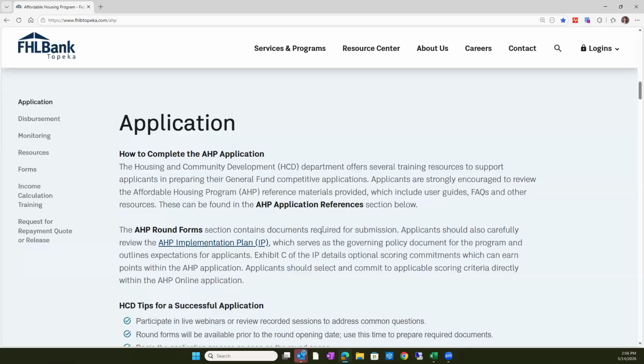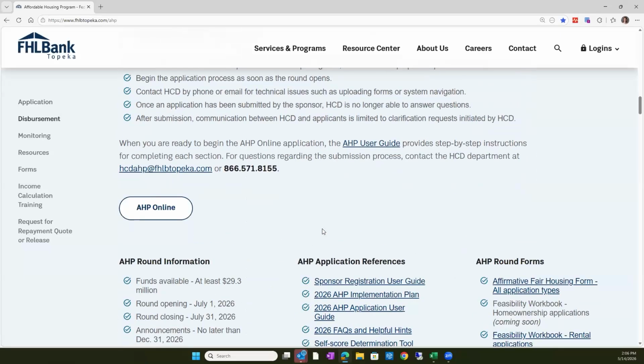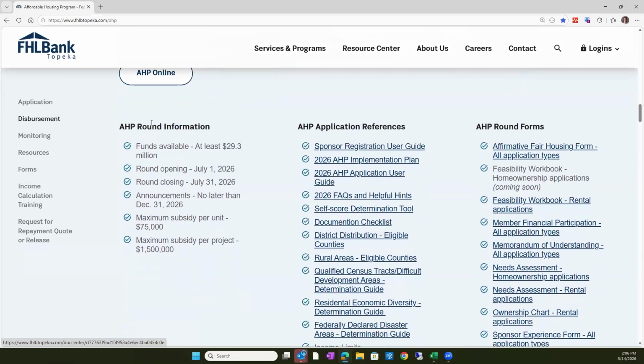To get to the feasibility workbook, you'll scroll down and you'll see 3 bold headers down here near the bottom of the application section. Again, the one we're focusing on today is our round forms off to the far right side. And then the third document down you'll see is the feasibility workbook for rental applications. So you can download this here. Again, please make sure you use Microsoft Excel when opening your workbook and filling it out.